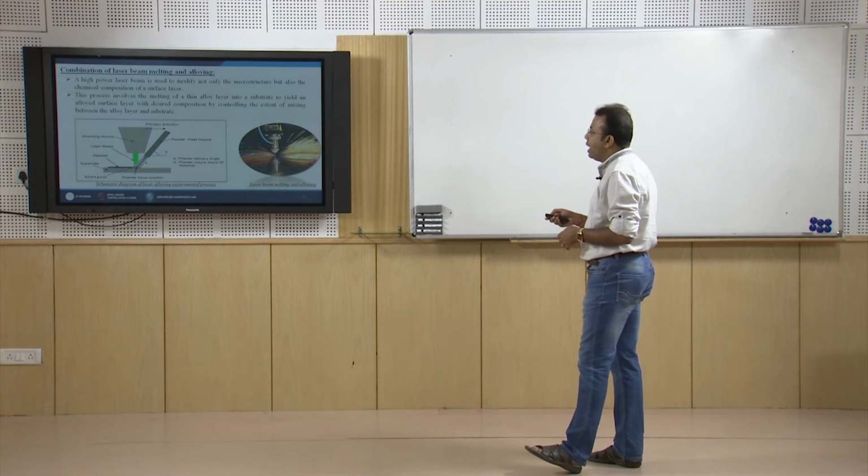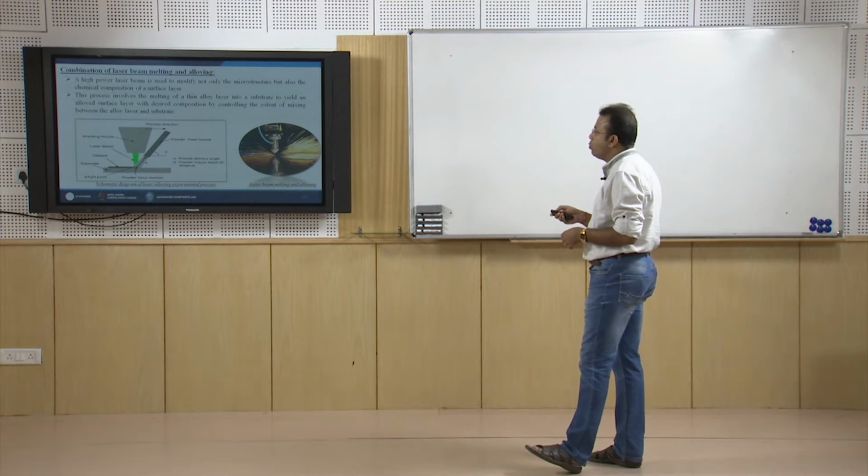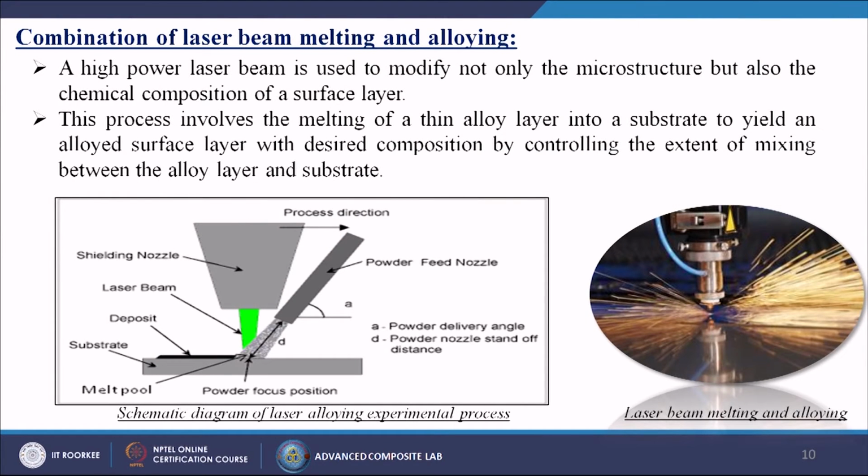So, here a high power laser beam is used to modify not only the microstructure but also the chemical composition of a surface layer. The process involves the melting of a thin alloy layer into a substrate to yield an alloyed surface layer with desired composition by controlling the extent of mixing between the alloy layer and substrate.